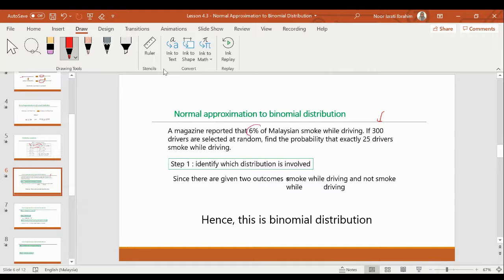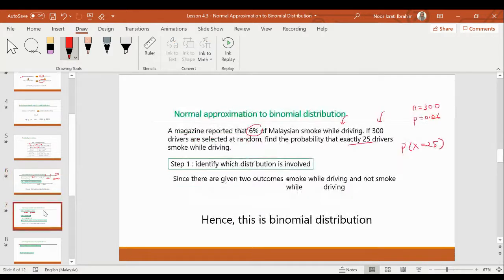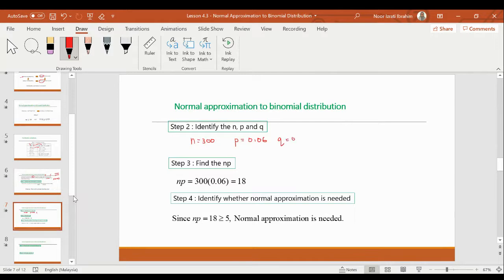Let us take out the information here. 6% smoke while driving, and n equals 300. And p is 0.06 for smoking while driving. And we want to find the probability of exactly 25 drivers smoking. Since this is binomial, you have to take out n, p, and q. Just now I have done it. So n equals 300, p equals 0.06, 6%, and q equals 0.94.